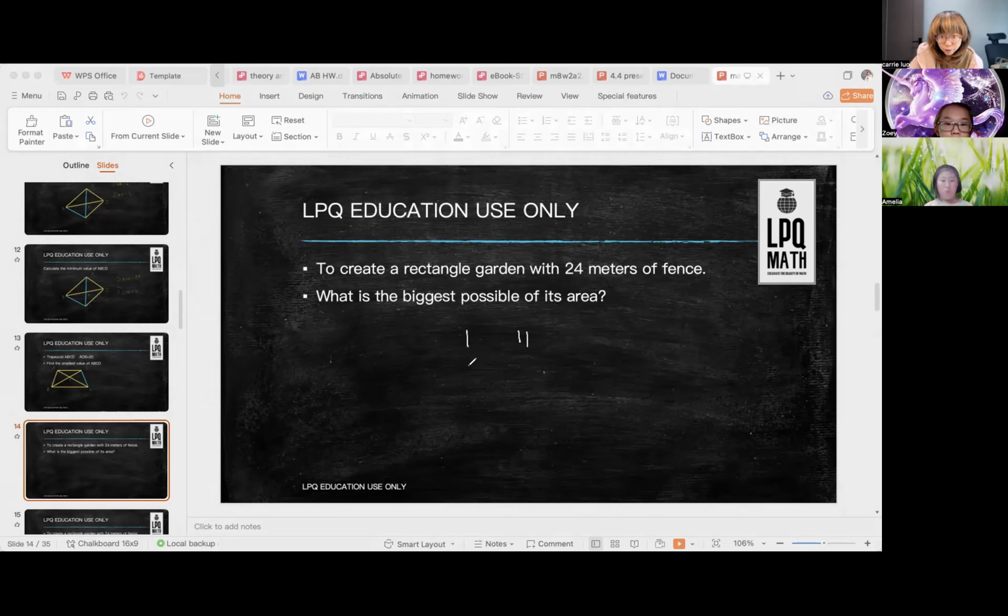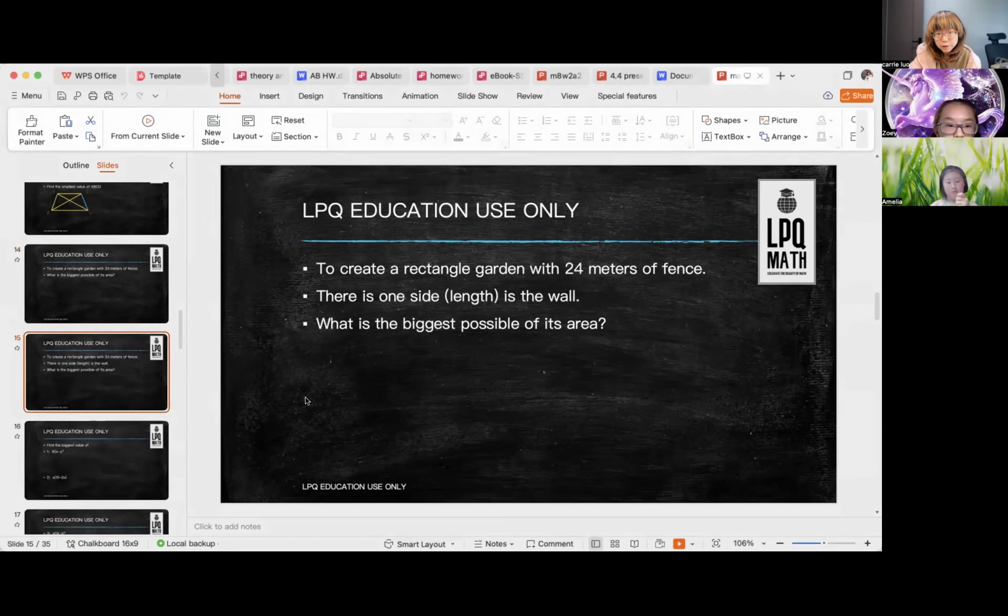When you want the smallest, it's easy, you can have 1 and 11, 1 and 11. So 1 plus 11 plus 1 plus 11 still equals 24 meters, but 1 times 11 equals what? Equals 11 square centimeters. That is the smallest. Get it? Zoe, you get it, right? Okay, very good.